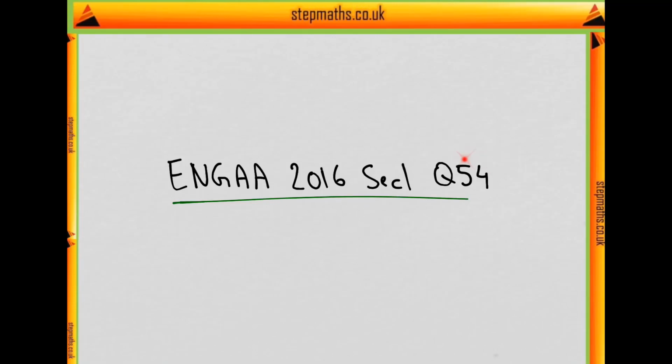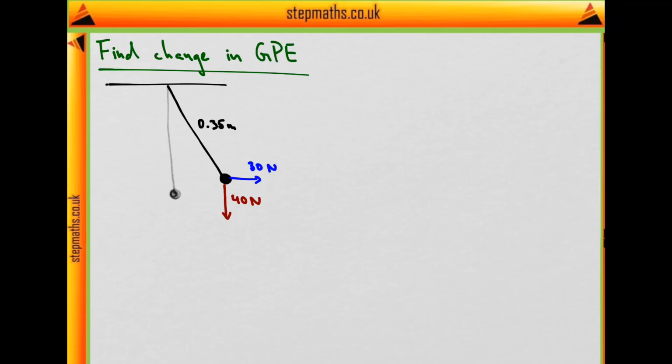In this video, we'll look at question 54 from the 2016 exam. The ball is hanging from the ceiling, attached to it by a rope, until a horizontal 30 Newton force is applied to it. And when that happens, it finds a new equilibrium position, here in darker black.